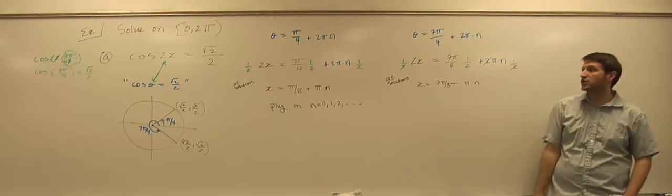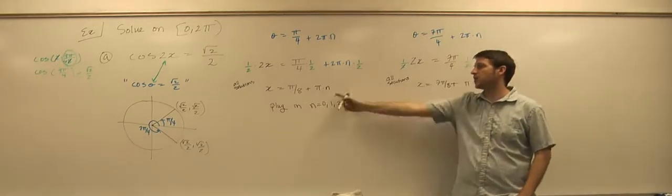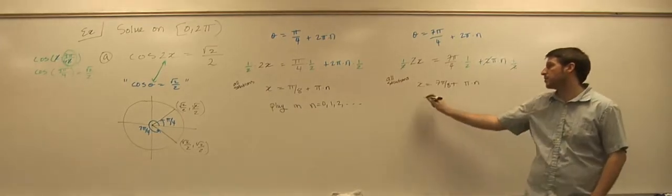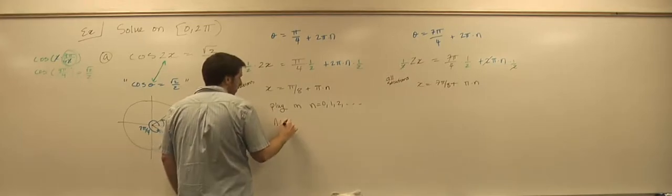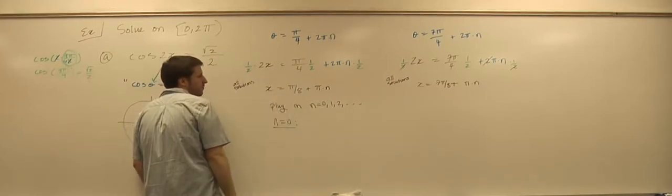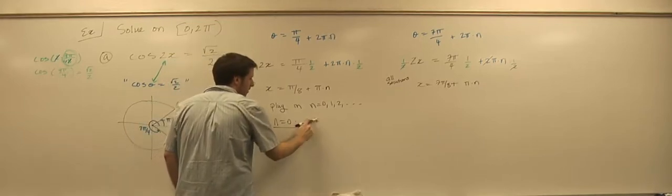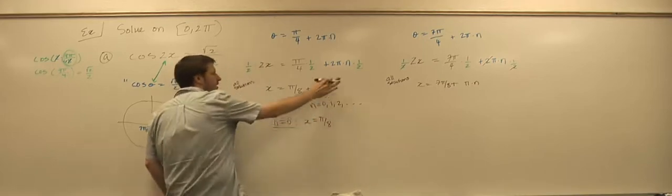So to get just the solutions from 0 to 2 pi, you start plugging in n equals 0, n equals 1, n equals 2, and see what happens. When n equals 0, what does this formula tell me? It's pi over 8. That's what we thought it should be, right? That was one answer we thought we should have. Because if n is 0, this is gone.